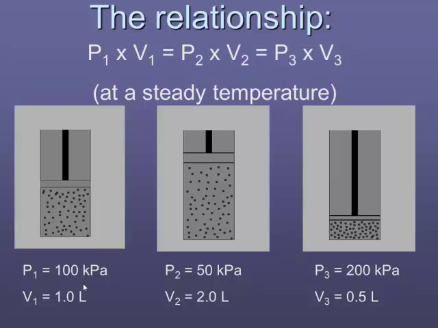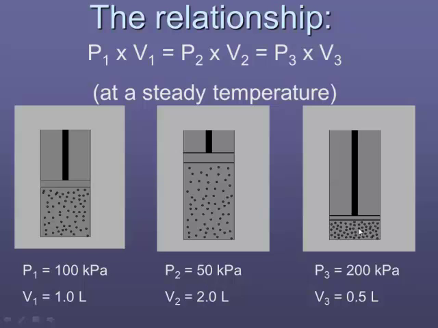So 100 times 1 is 100. Let's look at the second sample. The pressure has been decreased. You'll notice that the volume increased as a result. So this is 50 times 2. Well, 50 times 2 is still 100.